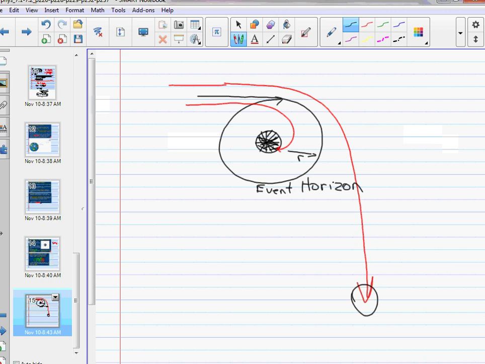Nothing can come out. Light's the fastest thing we know in the universe. It moves at a constant speed. And so if no light comes out, then what do I see? The absence of light, which we call black. The absence of light. So that's the idea of a black hole.